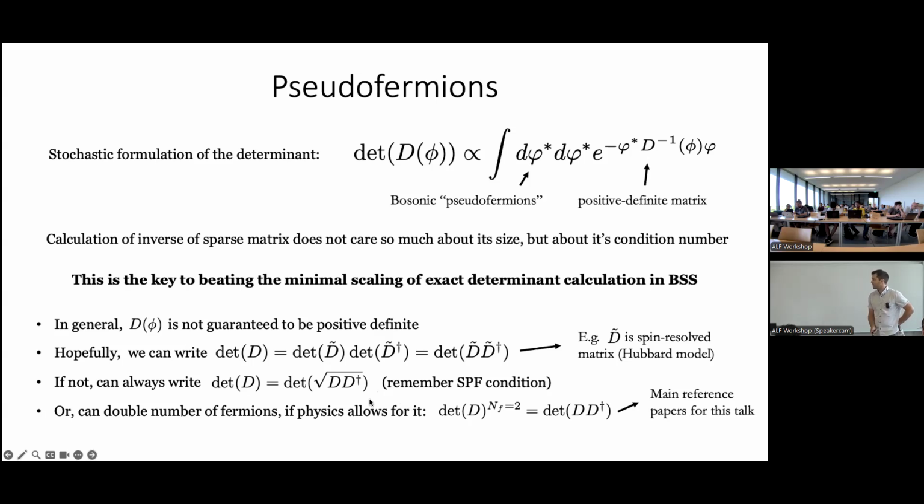Or if the physics allows for it, you can just double the number of fermions. If you square this determinant, then you can always write it again as a determinant of D dagger D. And if you don't care that the number of fermions is doubled, for example, if you're studying some critical points and you don't really expect the physics to be altered significantly, then you can do this. So actually, in the examples that I'll show from our papers, we do this because we really don't care for the physics that we're after. It doesn't make a difference. But in general, this is important to know.